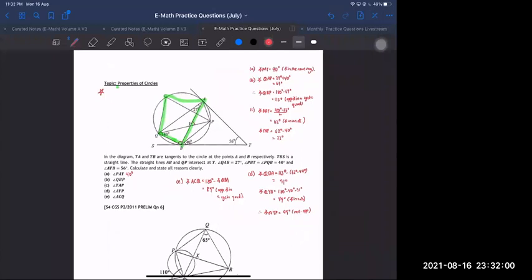For circle properties, in order to score for a circle property question, you need to practice a lot, and you need to open up your eyes a little bit more to see all the different types of figures.